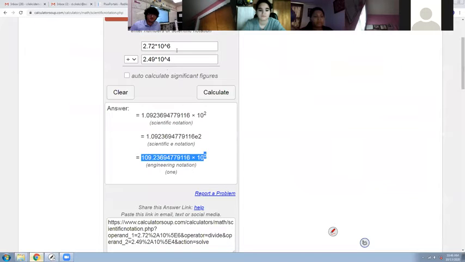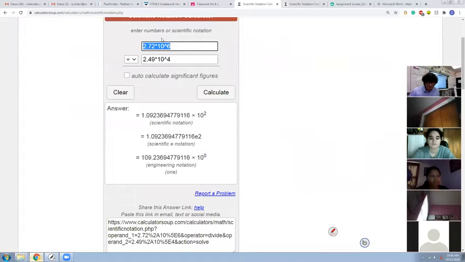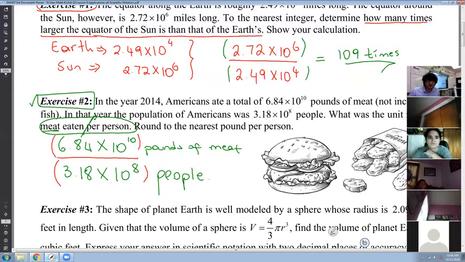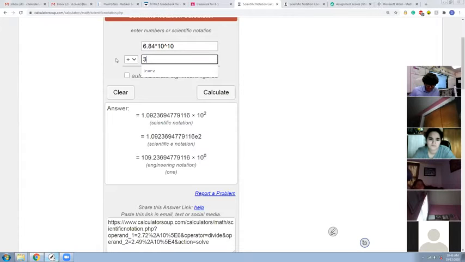And 6.84, let me write in here. 6.84 times 10 to the power of 10, I think. Yes, the population is 3.18 times, my bad, 10 to the power of 8. Okay, let's see, guys, how many pounds of meat is eaten in 2014 per person.